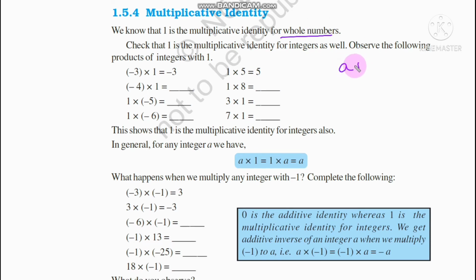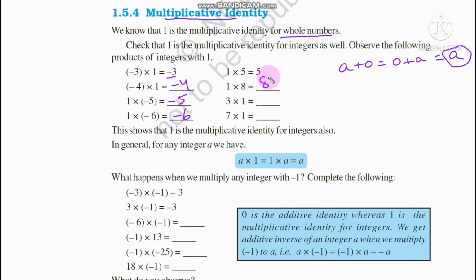That is A plus 0 is equal to 0 plus A is equal to A. That means whenever we are adding 0 to any integer, we are getting the integer itself. This is additive identity. Now we are going to see multiplicative identity. So 1 is called as multiplicative identity. See this, verify these integers, children. Minus 3 into 1, we get minus 3. Minus 4 into 1, we get minus 4. 1 into minus 5, we are getting minus 5. 1 into minus 6, answer is minus 6.